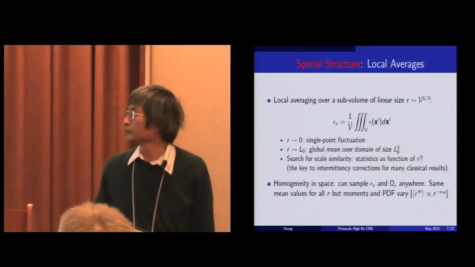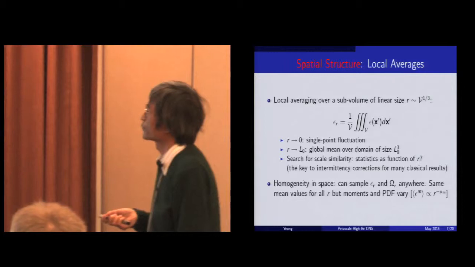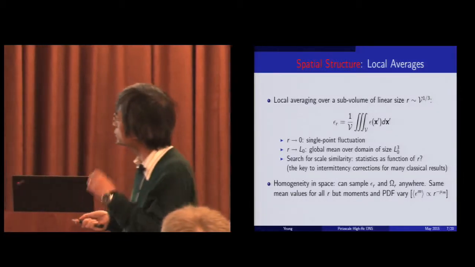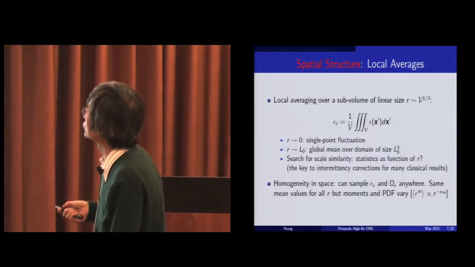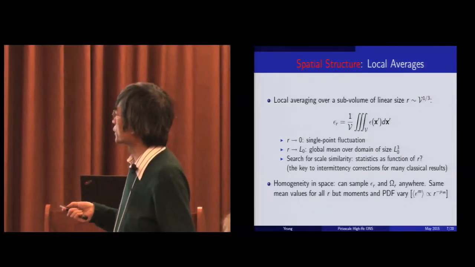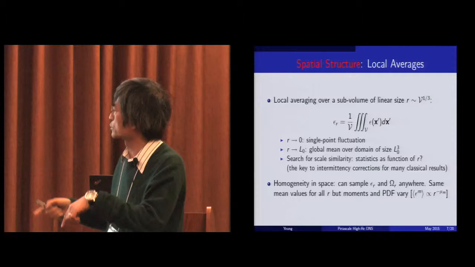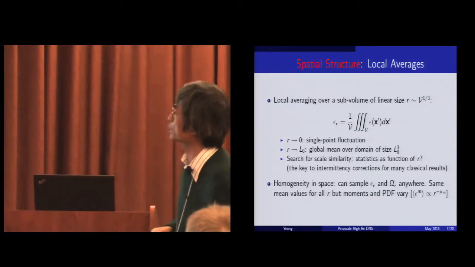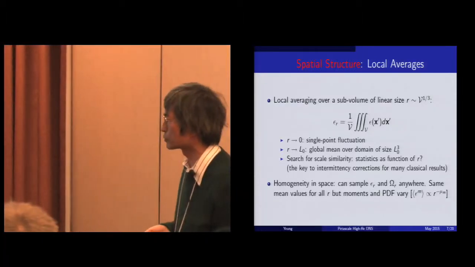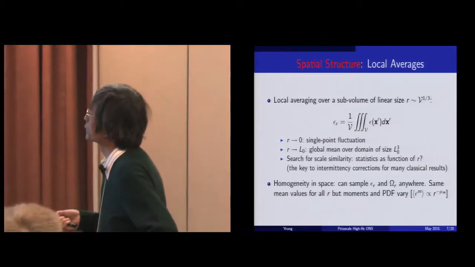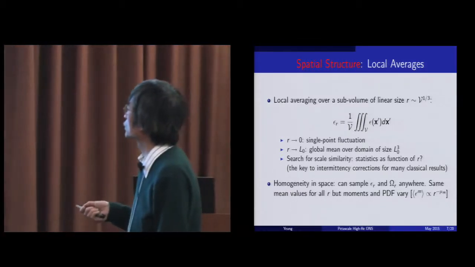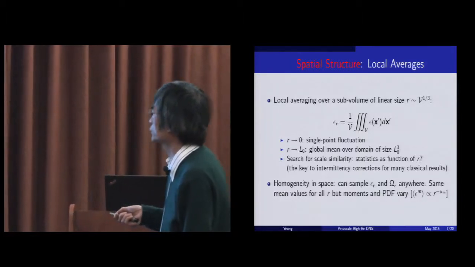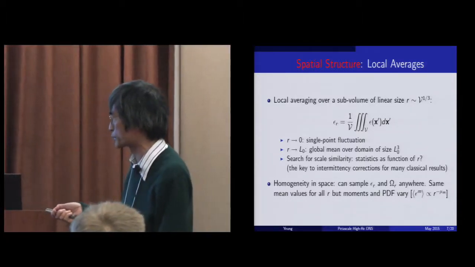And what about the spatial structure? In the turbulence literature, we talk about what we call a local average. Suppose you have something inside a volume, and you integrate it over the volume divided by the size of the volume. You get a so-called local average, and we could say that that volume has a linear size R, and you can let R go from 0 to L, from something very small to something very large.